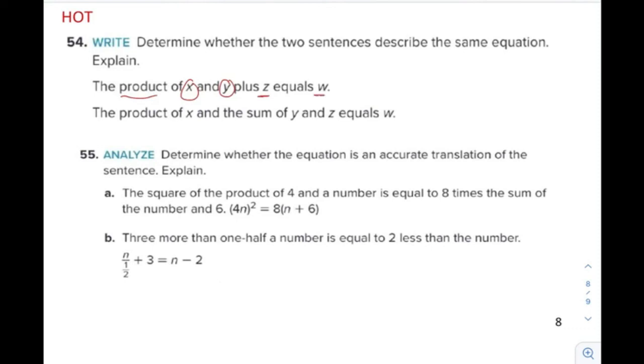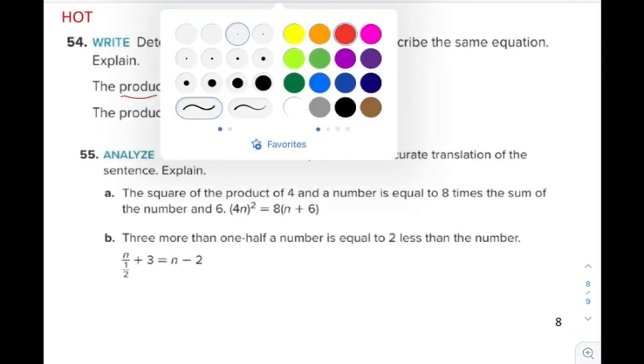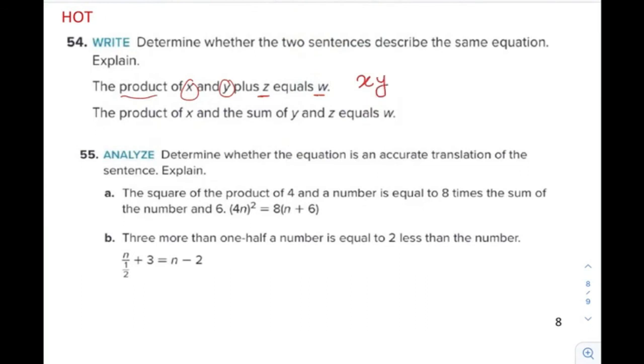So first of all we have a product. So we will write x and y, their product, then plus z equals to w. Done. The second statement, the product of x, the product of two quantities. x from one side, and the other side has what? The sum of, I open a bracket, there is a sum between y and z is equal to w. Are they the same? Of course not. They are not the same. So the answer here is no.